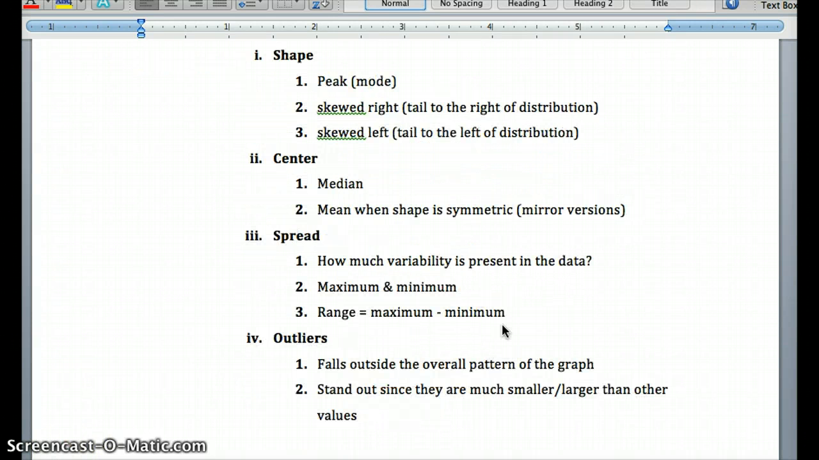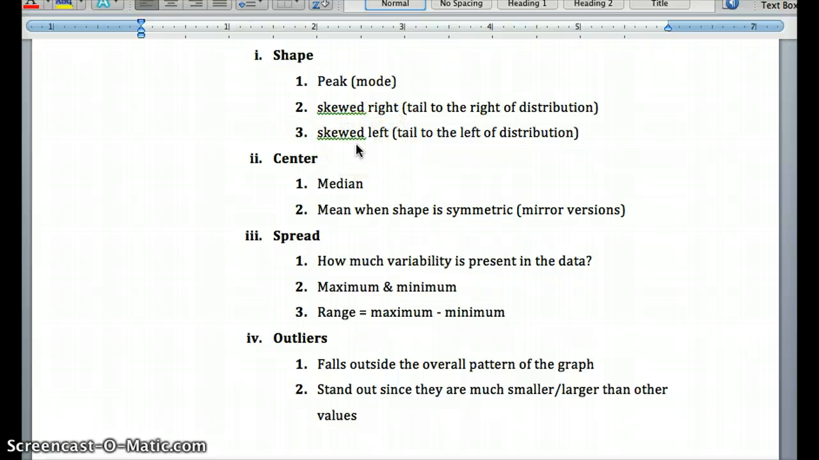So this has to do with your free response question: shape, center, spread, and outliers. We look for any peaks. That's our mode, meaning the values that occur most often. If it's skewed right, that means if we drew a curve above it, the tail would be to the right of the distribution. Skewed right means it's pulling the mean to the right, making it bigger than the data represents. So if it's skewed right, the mean would be bigger than the median.